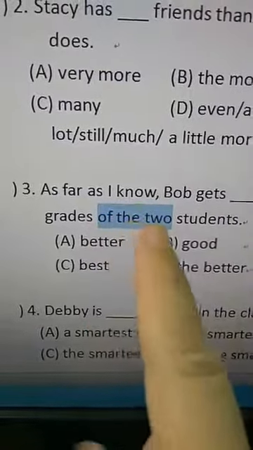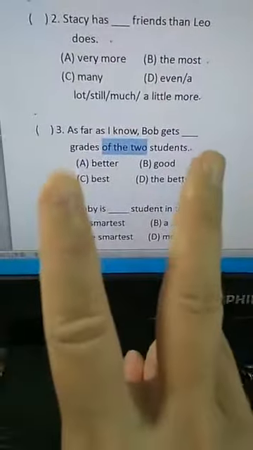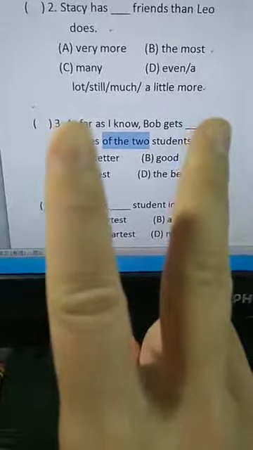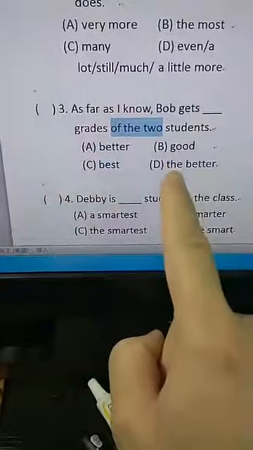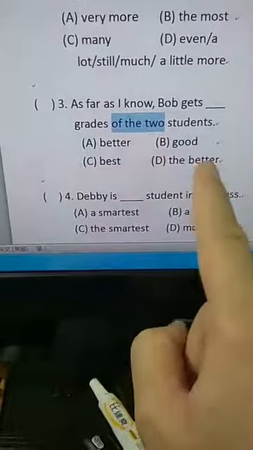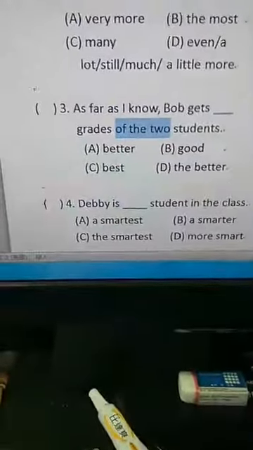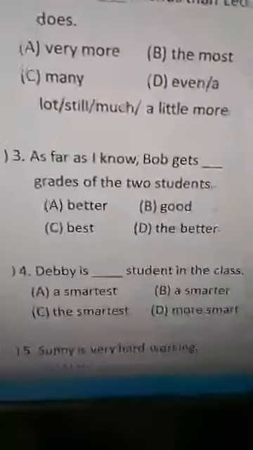Whenever you see "of the two," you need to do 2 things. One is to use the comparative form. The other is to add "the" in front of the comparative. Okay, remember that all the time. Okay, so let's continue our questions.